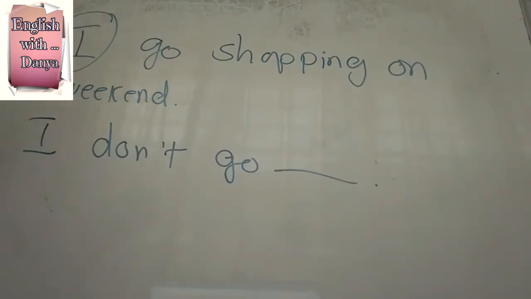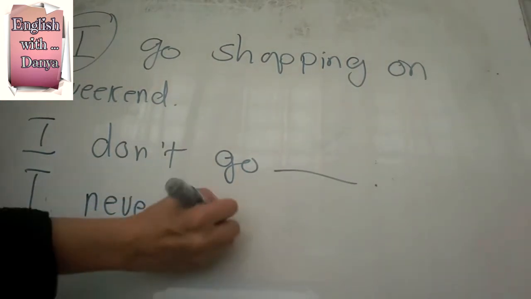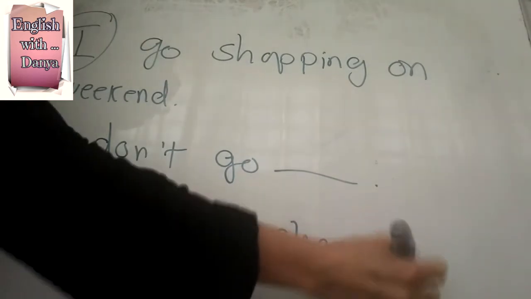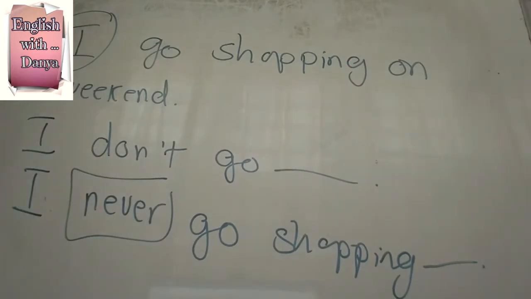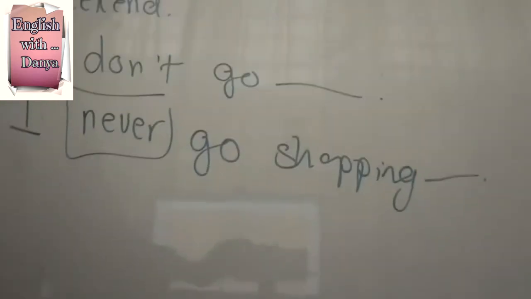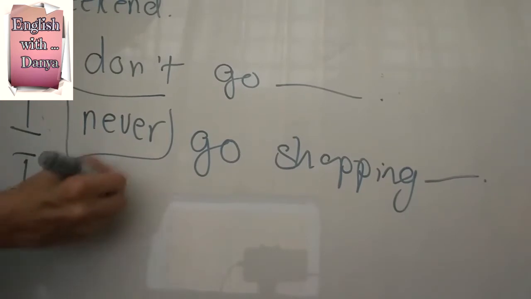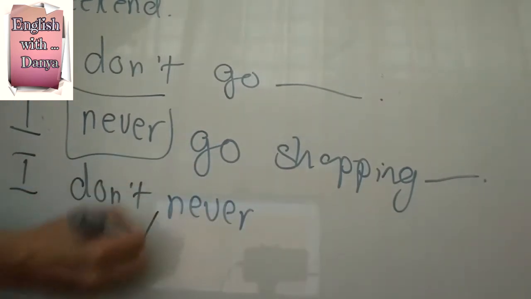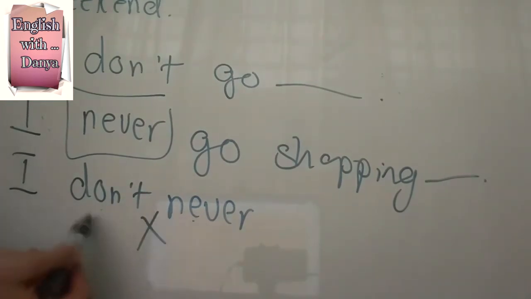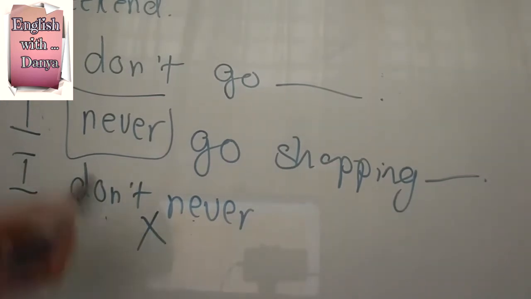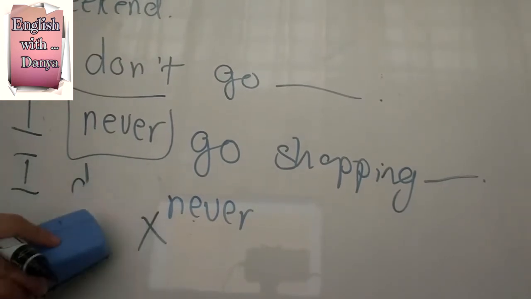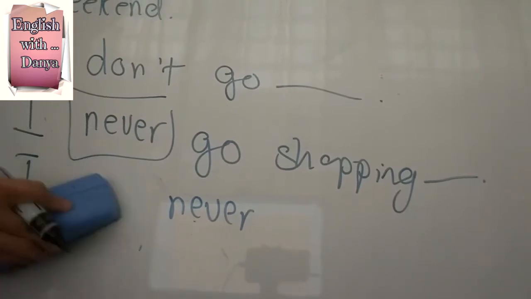Which is completely fine. But if you want to use adverbs of frequency in the sentence, we can simply say I never go shopping on weekend. Never. So if you want to use never, don't use don't. We don't say I don't never. This is wrong. Why wrong? Because don't and never are the same. Don't means no, and never means no. Both of them are zero, like 0%. So in this case, you just use one. You can either use don't or never, but don't use them together.